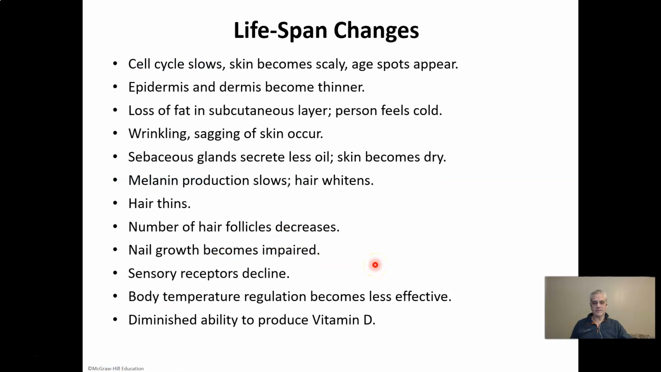This is the last one. I thought that might have been the last line. So I've indicated some of these things that happen to the integumentary system over time.